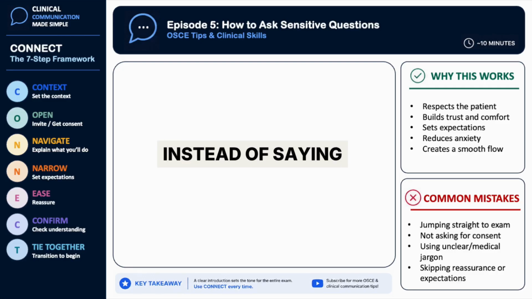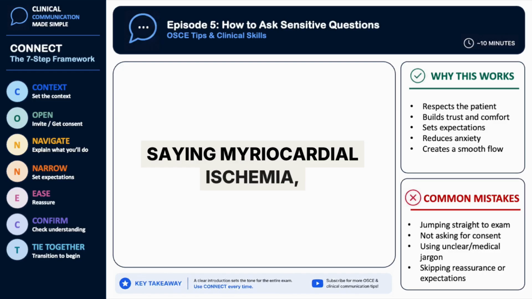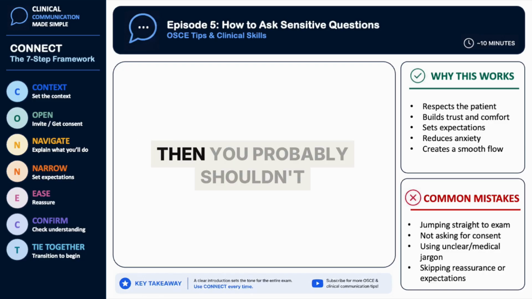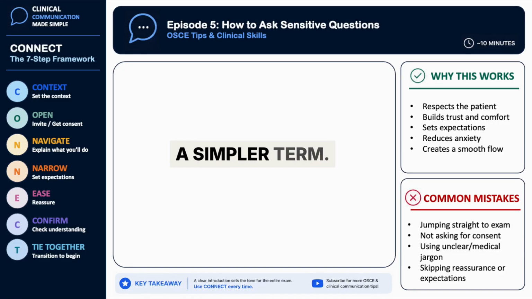Instead of saying gastroesophageal reflux, say acid reflux. Instead of saying myocardial ischemia, say reduced blood flow to the heart. The goal isn't to sound impressive, it's just to be understood. A good rule of thumb for you is if a patient wouldn't use that word, then you probably shouldn't either, and just use a simpler term.